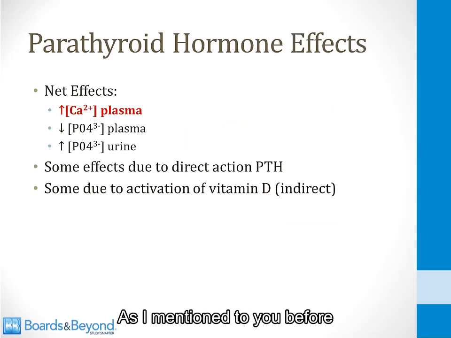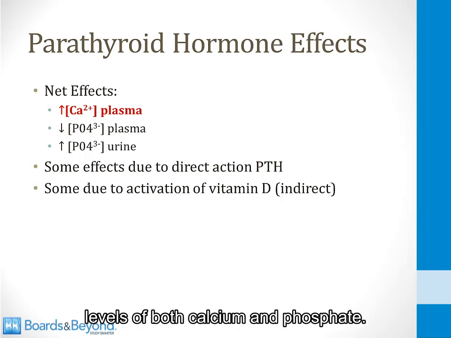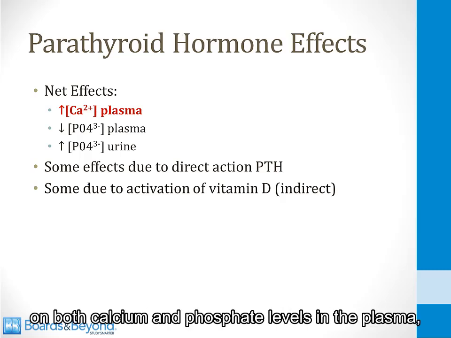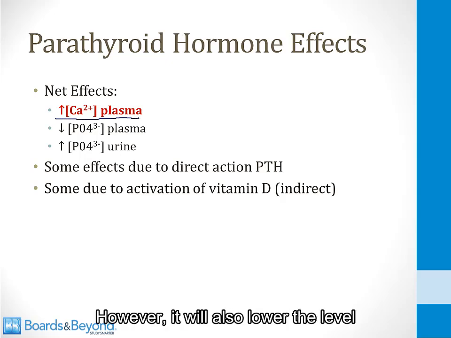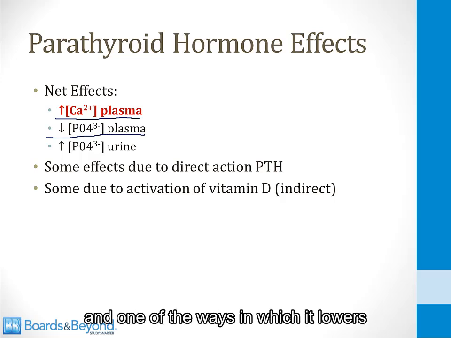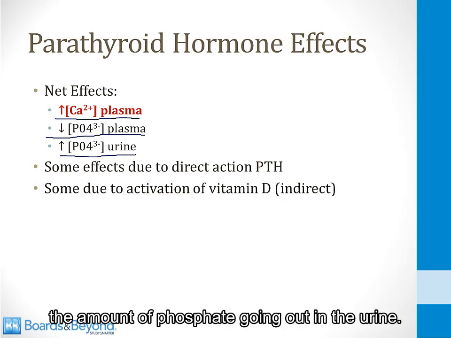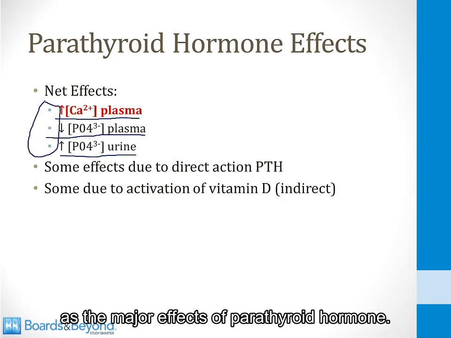As I mentioned to you before, parathyroid hormone is important for maintaining levels of both calcium and phosphate. This means it has effects on both calcium and phosphate levels in the plasma. Its main effect is to raise the level of calcium in the plasma. However, it will also lower the level of phosphate in the plasma, and one of the ways in which it lowers the level of phosphate is to increase the amount of phosphate going out in the urine. So you should always remember these three effects as the major effects of parathyroid hormone.